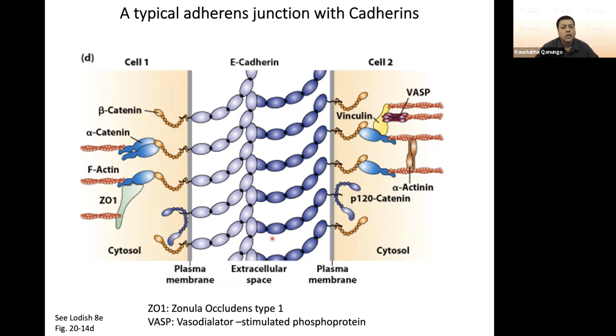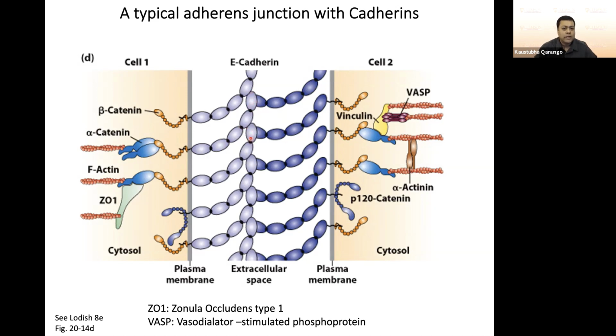This part is not needed, but just have an overview of the idea that if you don't have this cell 2, if you only have this cell 1 in isolation, not interacting with cell 2, the cadherins of the same cell are going to interact with each other.